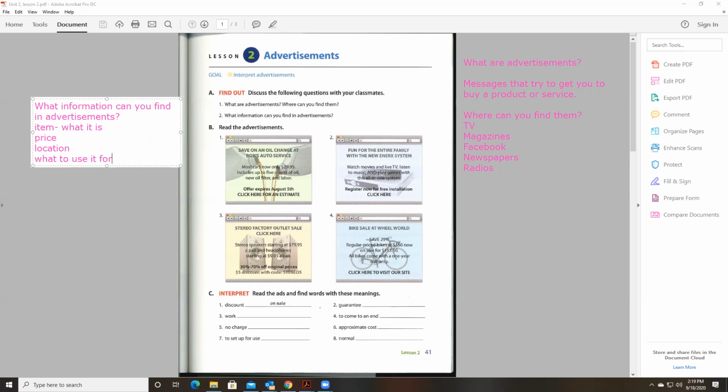Okay, so let's look at B. It says, read the advertisements. You have 4 advertisements. Number 1 is an advertisement to save on an oil change at Bob's Auto Service. Now this is a service, right? Because it is something that is being done. It's not necessarily something that you can walk away with. So the advertisement says, most cars now only $29.95, includes up to 5 quarts of oil, a new oil filter, and the labor. The offer expires August 5th, and then it says click here for an estimate. So this is obviously an online advertisement, right?